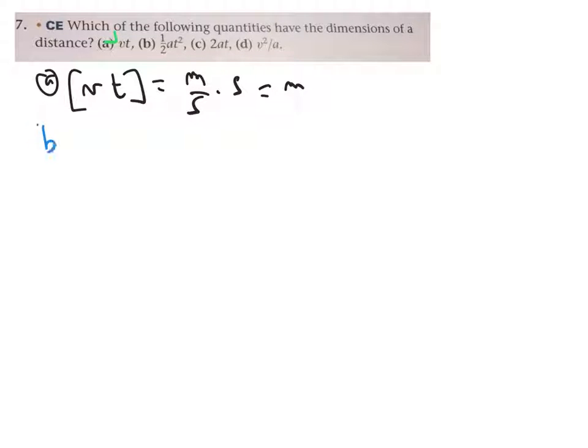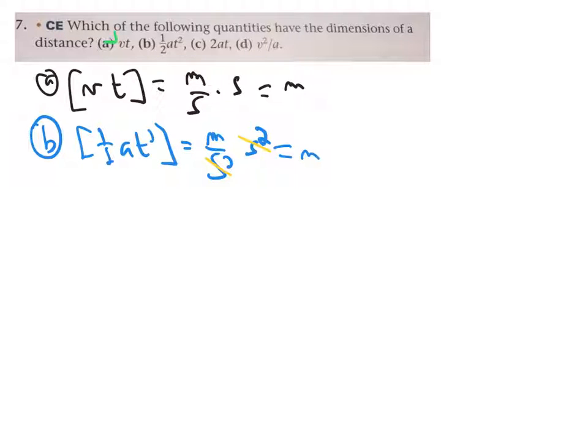And then B, the dimensions of 1/2 at squared. Well, the half doesn't have dimensions. a has units of meters over seconds squared, and t has dimensions of seconds, but we square it, and we see, not surprisingly perhaps, that seconds squared will cancel, so we're left with meters, meaning that B also has the right units.